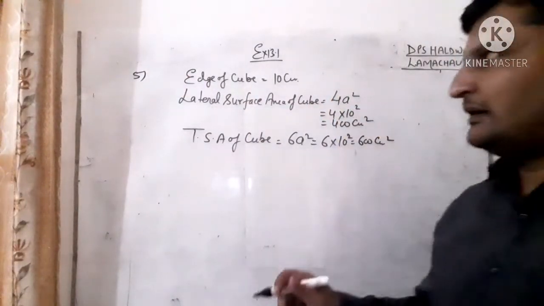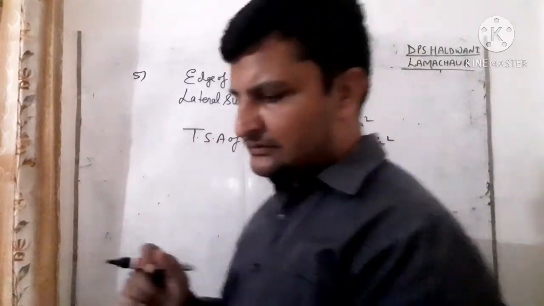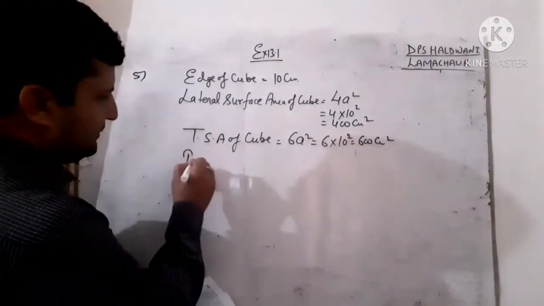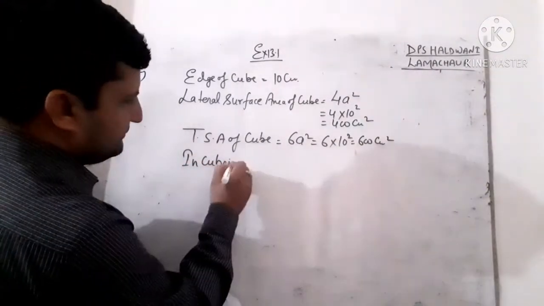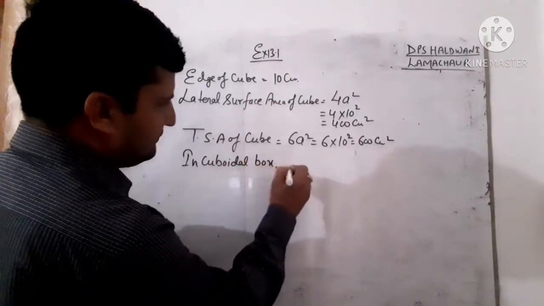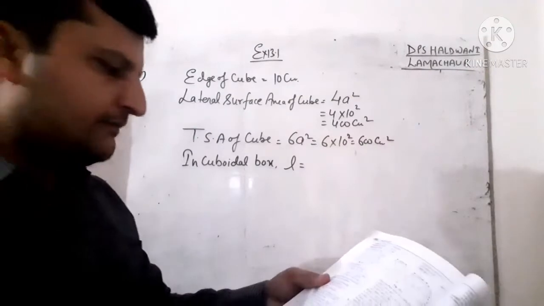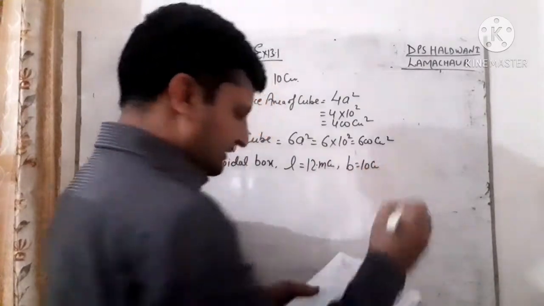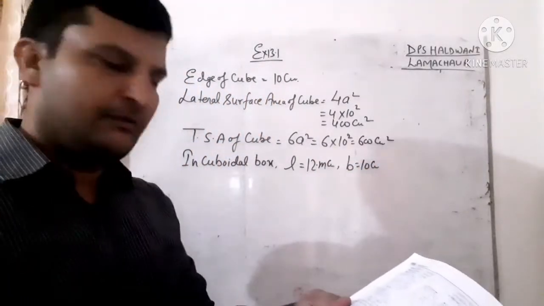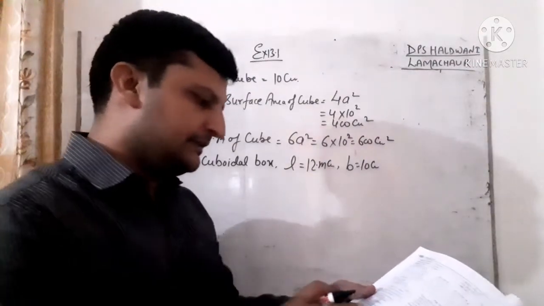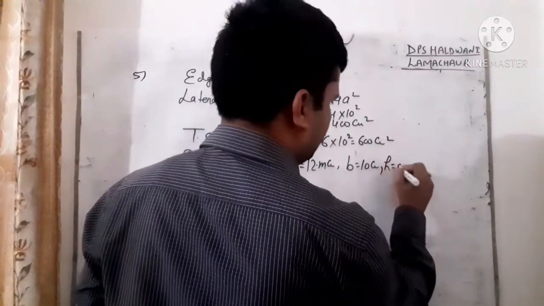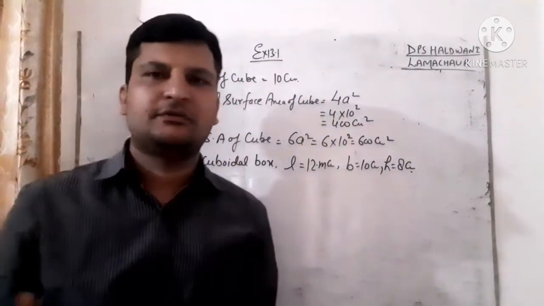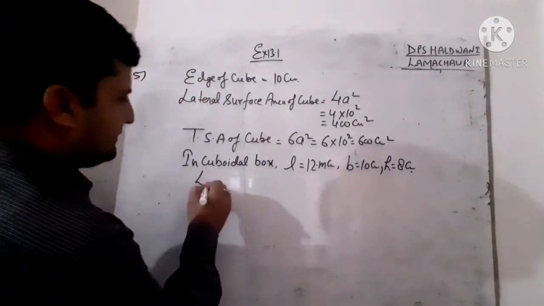Now in the second one, the cuboidal box is also given. So we can write the dimensions of the cuboidal box. In the cuboidal box, L is given as 12.5 centimeter, B is given as 10 centimeter, and the last one is given as 8 centimeter high, so H is equal to 8 centimeter. So students, we have to find again the lateral surface area of the cuboidal box and the total surface area of the cuboidal box.